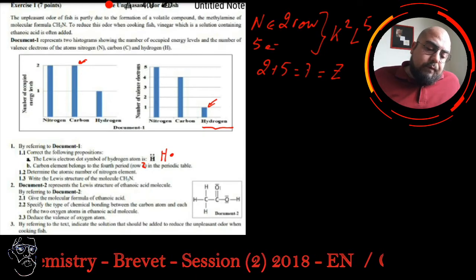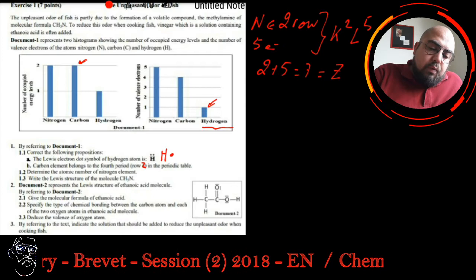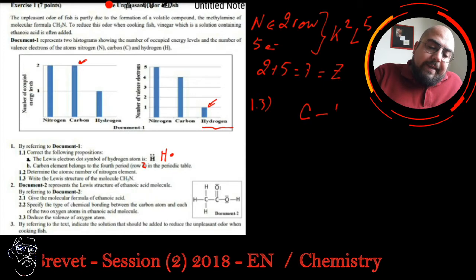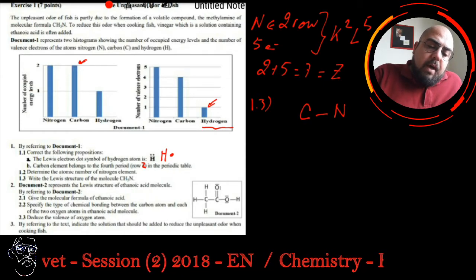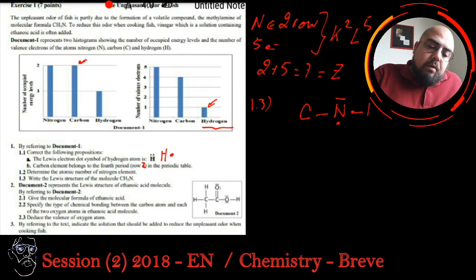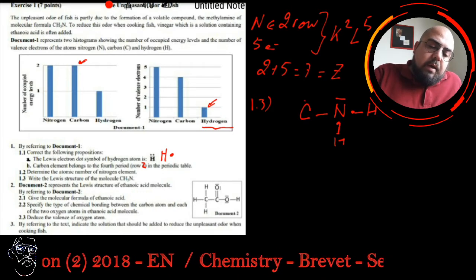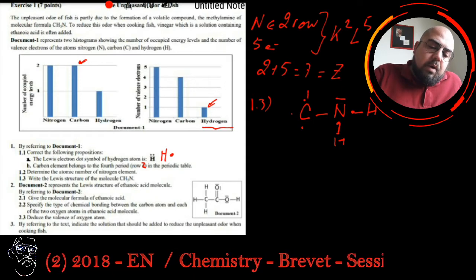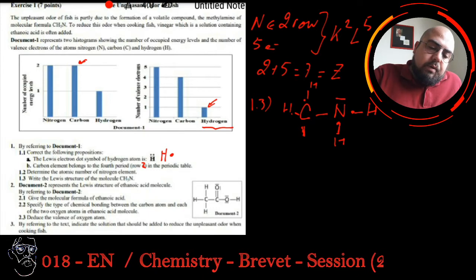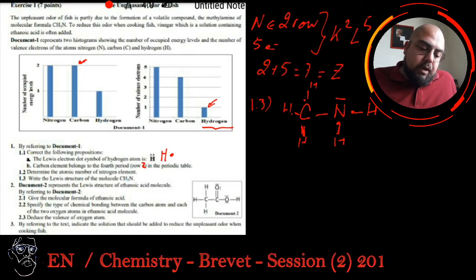Write the Lewis structure of the molecule CH5N. The first thing that you should be doing is to write down the carbon atom, which is linked to the nitrogen atom, and nitrogen, which has of course the ability to make 3 bonds. It will be hydrogen and another hydrogen. And as for the remaining part, carbon will have hydrogen, hydrogen, and again another hydrogen. So this is the Lewis structure of the molecule CH5N.